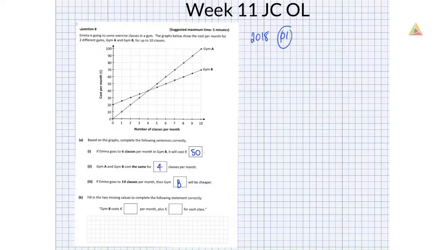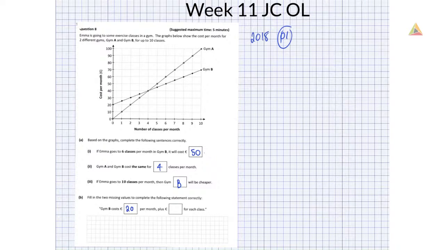Fill in the 2 missing values to complete the following statement correctly. Gym B costs how much per month plus how much for each class. So the cost per month is what you start at. If we look at Gym B here, it doesn't start at 0, it actually starts at 20. So that means it's starting at 20 euro per month. So it's 20 euro per month. That's what we start with.